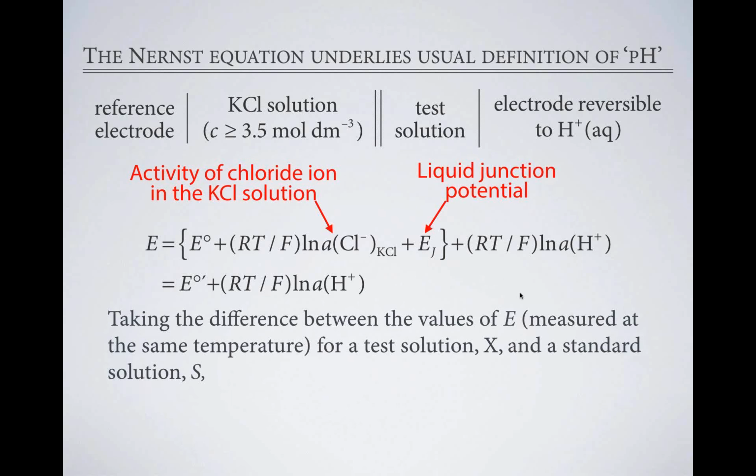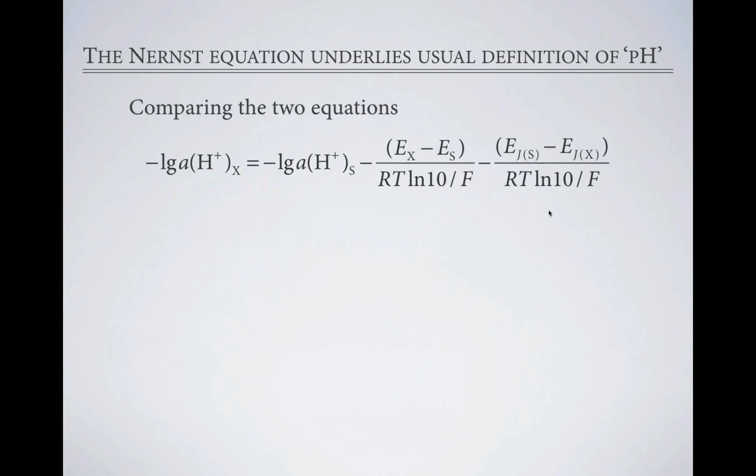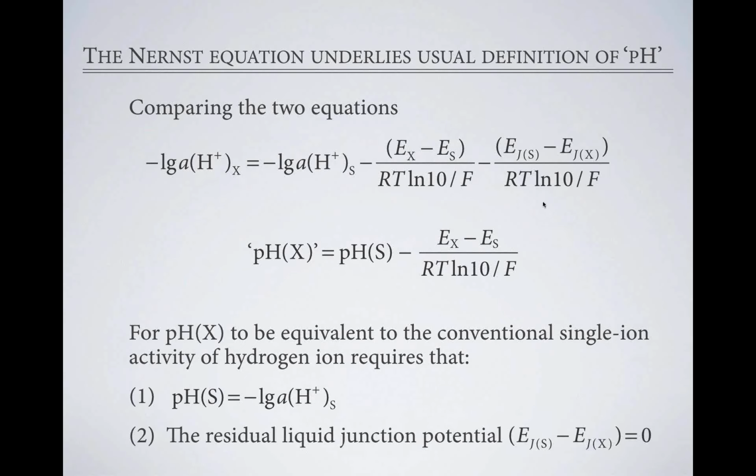So if we take the difference between the values of the potential measured, of course, at the same temperature for two solutions, the test solution that you care about and some standard solution, you can look at this equation and say, okay, I could write down a difference. And the difference will give you the pH, or this term, for the test solution, and in terms of the value for the standard solution, the difference in potentials that you measured, and any difference in these liquid junction potentials. Comparing those two equations, this and the more usual definition of pH, where we can see the similarities here, for this pH to be equivalent, you need an activity in this standard solution. You also need this liquid junction term to disappear.